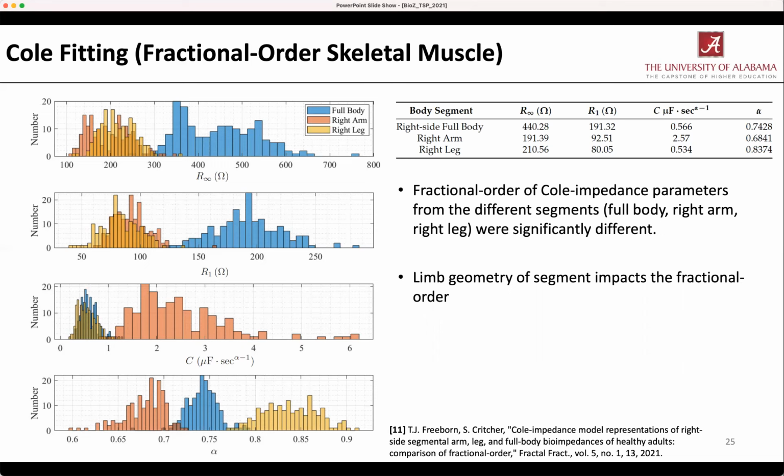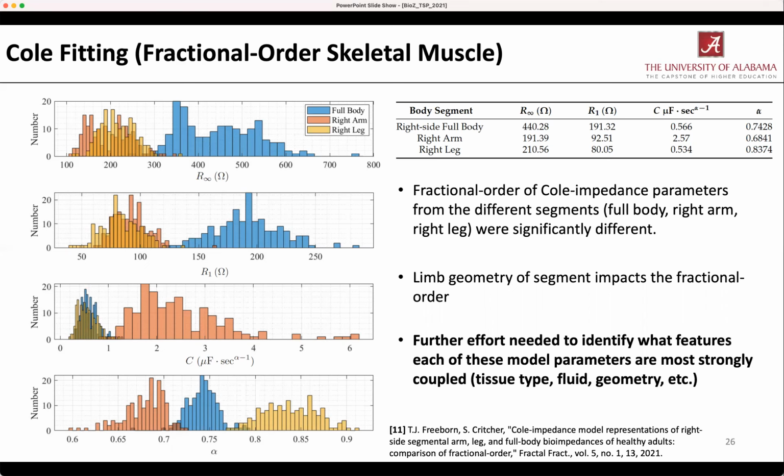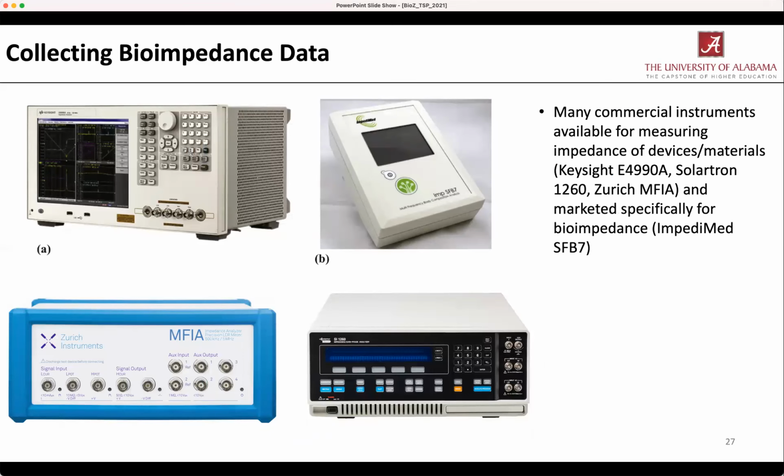We were expecting all of them to be similar, but they were not, which hints to us that limb geometry really impacts the fractional order also. It's not just the tissue under measure. That geometry is really important, and just highlights that we really need to do further investigation to identify which features of a tissue are strongly coupled to these model parameters. And is it just tissue type? We just proved no. So how much is fluid involved? How much is geometry? Because those insights will truly help us interpret this modeling feature and understand what bioimpedance is telling us. Okay. So that gives a deep focus into some of the skeletal muscle areas that we're working on.